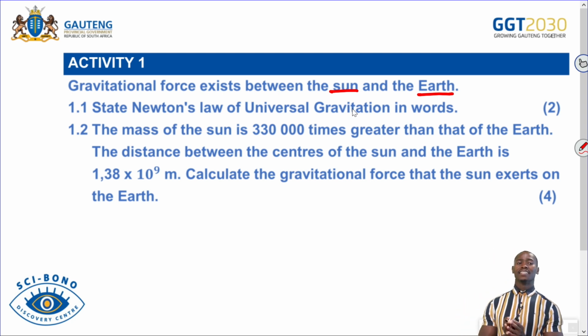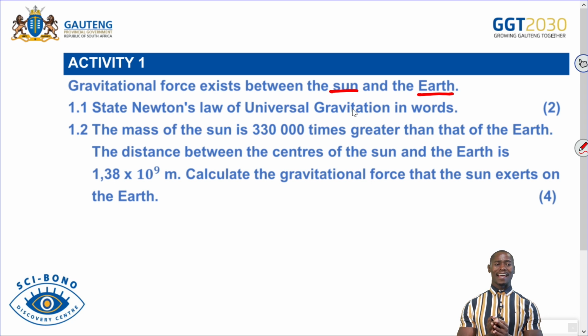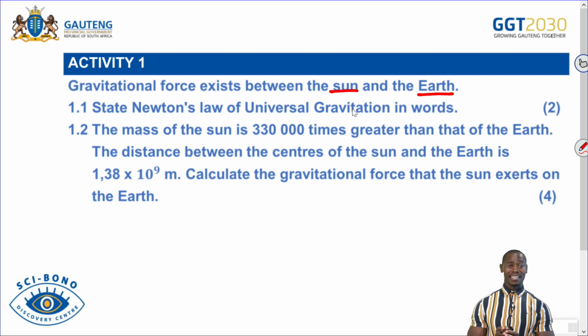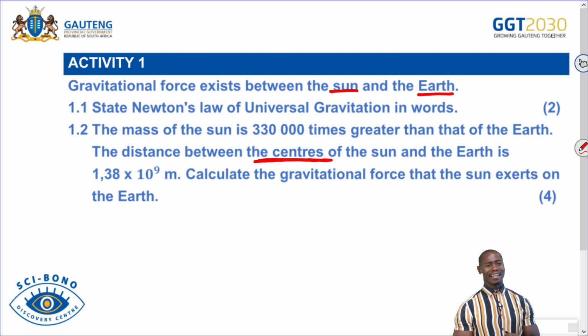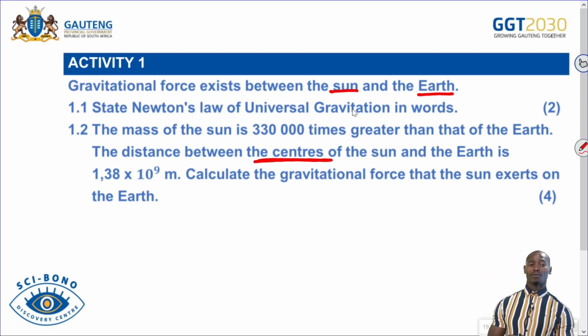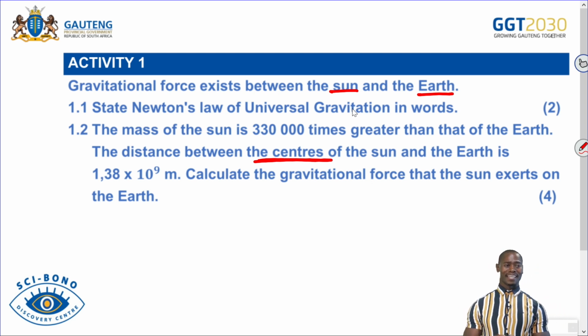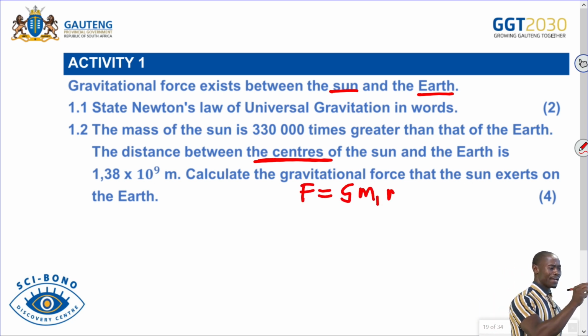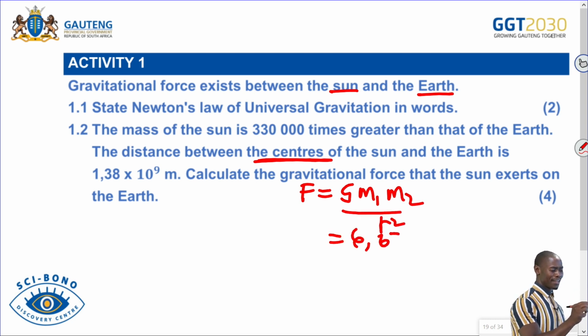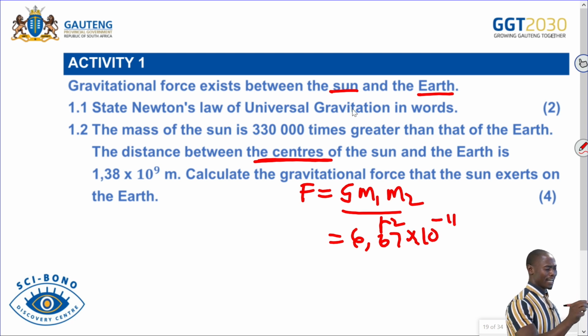1.2. The mass of the sun is 330,000 times greater than that of the earth. The distance between the centers of the sun and the earth is 1.38 times 10 to the power 9 meters. Calculate the gravitational force that the sun exerts on the earth. So the gravitational force, the equation, F is G m1 m2 over r squared, which is going to be 6.67 times 10 to the power negative 11.